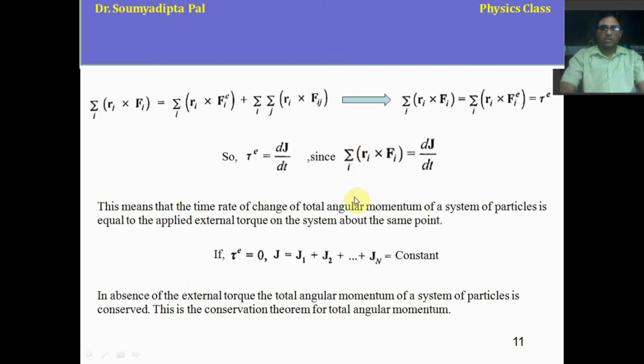Okay. So now according to the definition of torque, you know that dJ/dt is the external torque. If we say that there is no external torque, then what will happen? This J will be constant, that means the summation over all J's will be constant. So in the absence of external torque, the total angular momentum of the system of particles is conserved. This is called the conservation theorem for angular momentum, of the total angular momentum of the system of particles. Okay. So I think you can understand up to this.